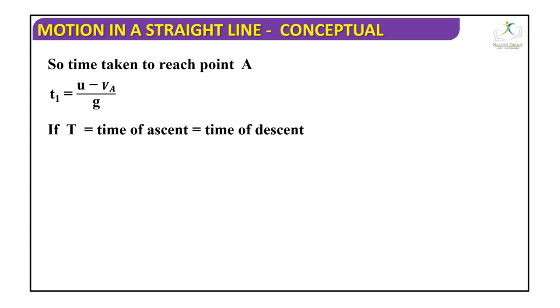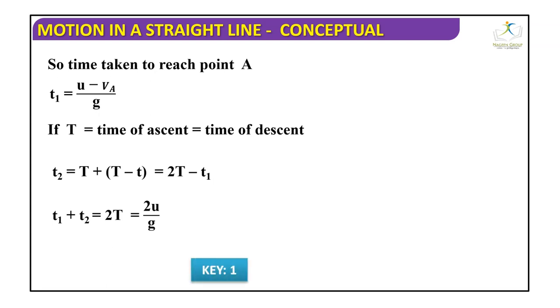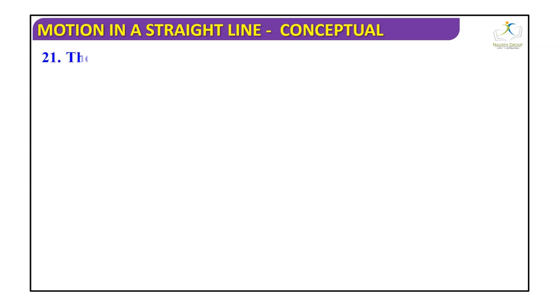If T is the time of ascent, which is equal to the time of descent, then T2 is equal to T plus T minus T1, that is 2T minus T1. So T1 plus T2 is equal to 2T, which is equal to 2U by G. Option number 1 is the right answer.